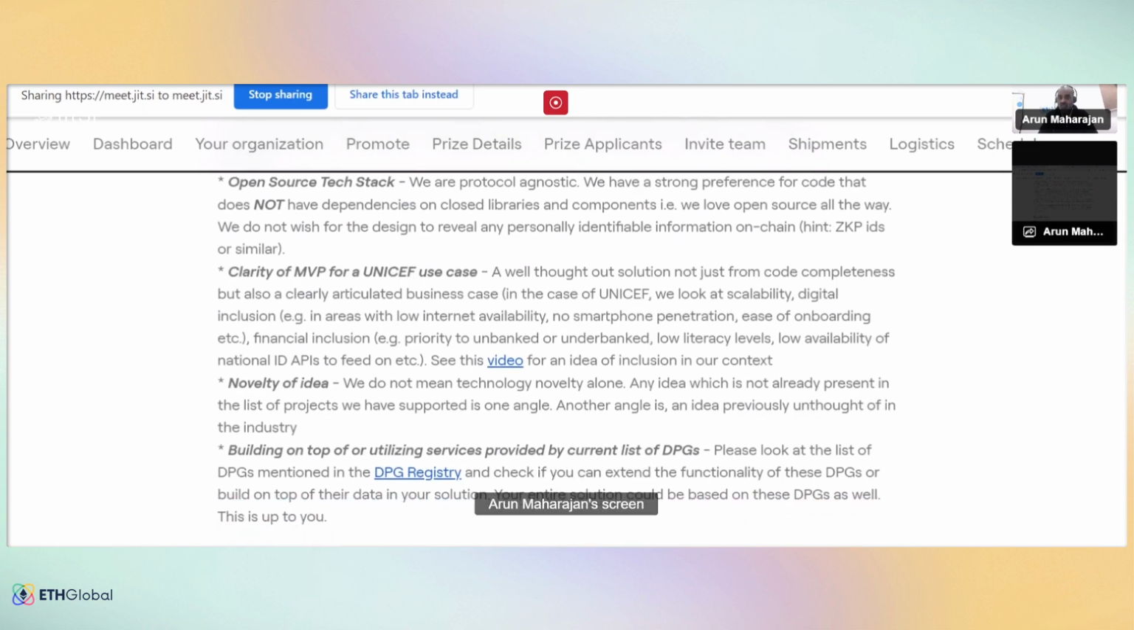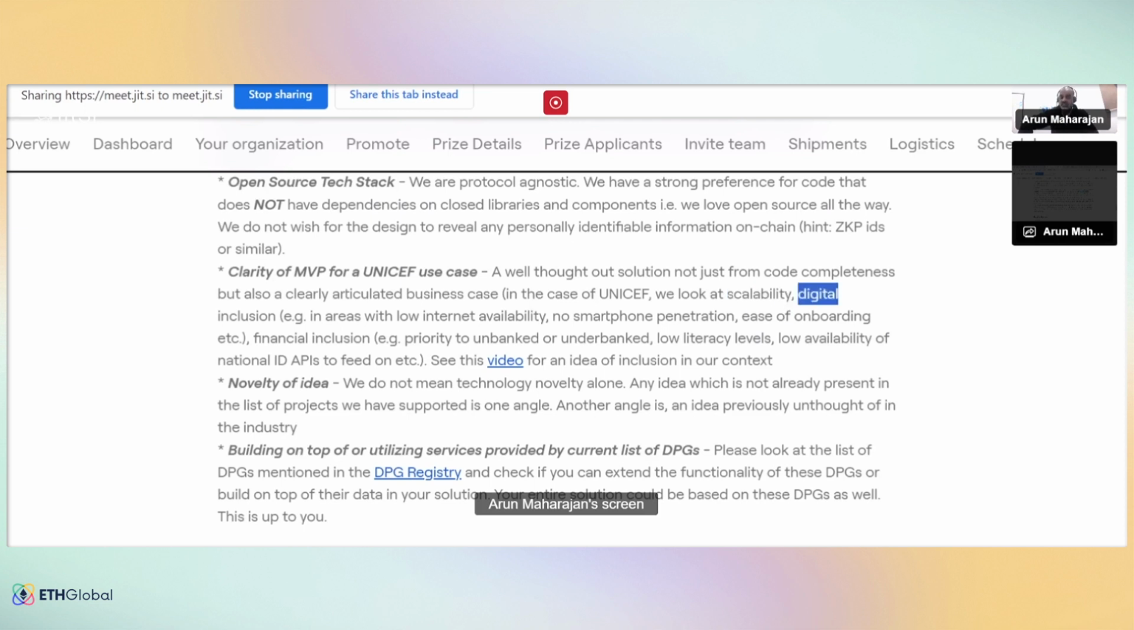So this is important to keep in mind as long as you're thinking of the code and the tech. Then of course the clarity of the MVP for a UNICEF use case. So I'll explain. It's not just code completeness, but also a clearly articulated business case, right? But UNICEF, we are not like a business, like a for-profit. So for us, a business case means something else. So we look at scalability, for example, like can this solution be easily deployed in 190 countries? Of course, public blockchains are okay, but maybe this has more to do with the Web 2 part of your solution. How easily scalable is it?